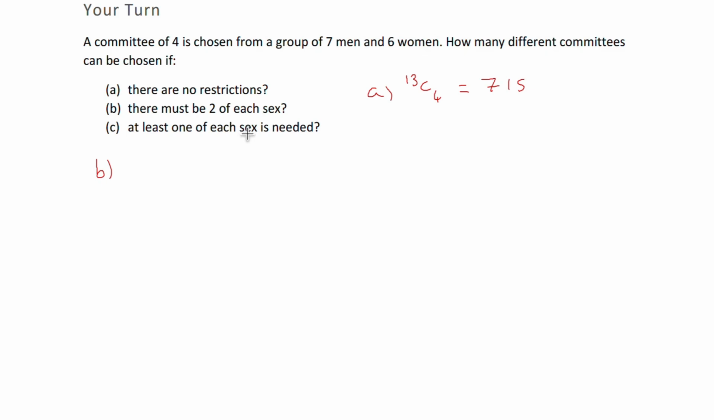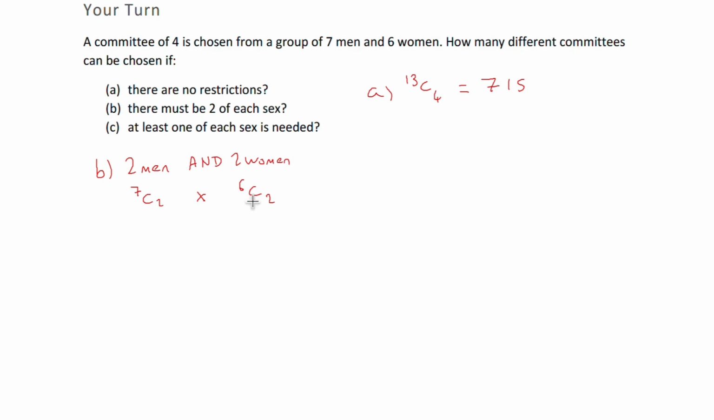Part B, there must be 2 of each sex. So that means we have to have 2 men and 2 women. Now remember, and means we're going to have to multiply our possibilities. So for 2 men, the ways we could have 2 men chosen is 7 choose 2. From the 7 men, we need to choose 2 of them. For the 2 women, we have 6 women, and we need to choose 2 of them from the 6 women.